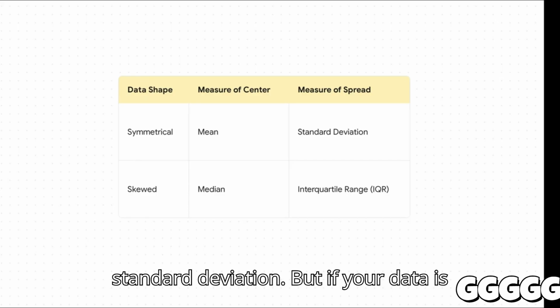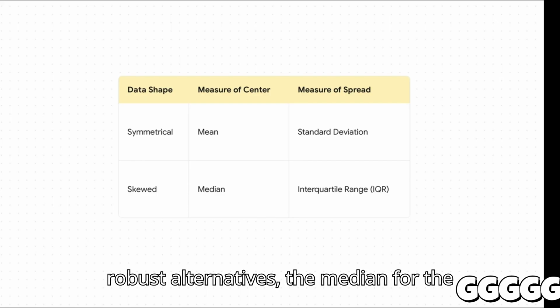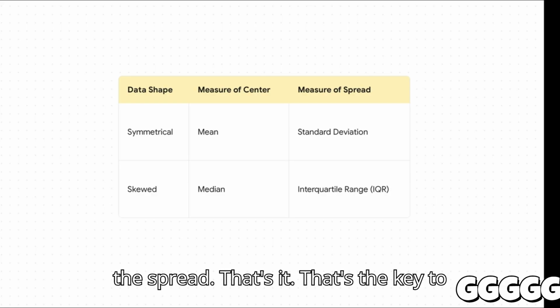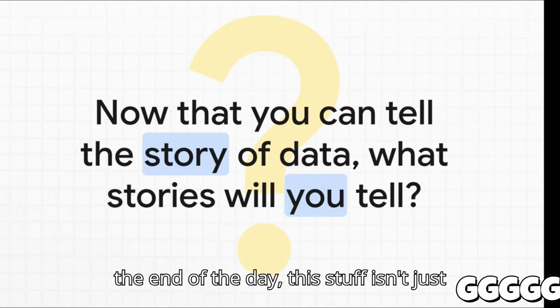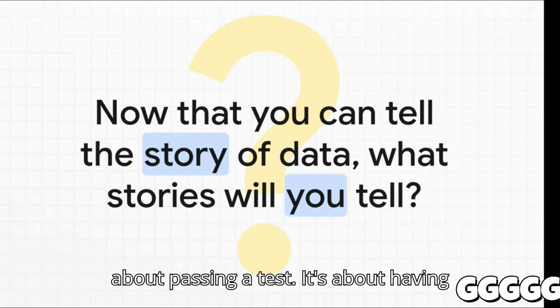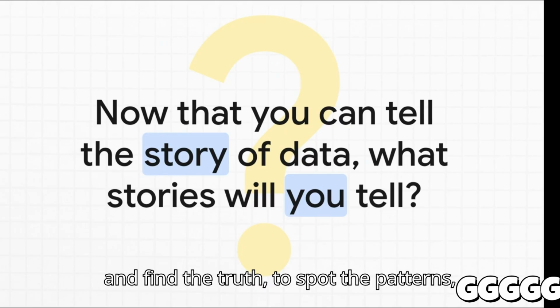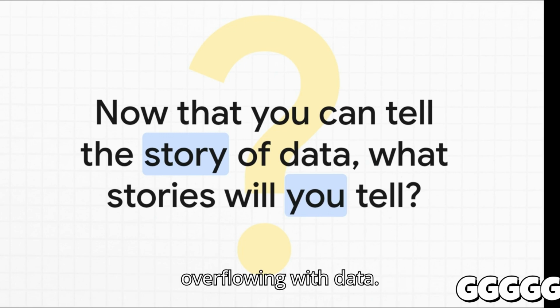But if your data is skewed, you absolutely must use the robust alternatives, the median for the center and the interquartile range for the spread. That's it. That's the key to getting it right every time. Because at the end of the day, this stuff isn't just about passing a test. It's about having the power to look at a sea of information and find the truth, to spot the patterns and to tell that story clearly and with confidence in a world that is just overflowing with data.